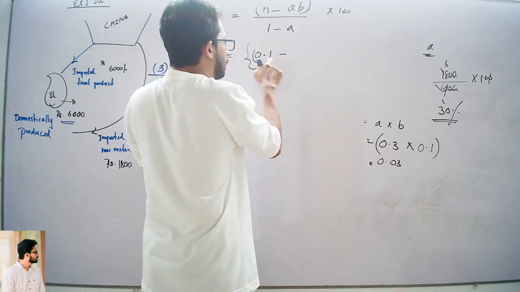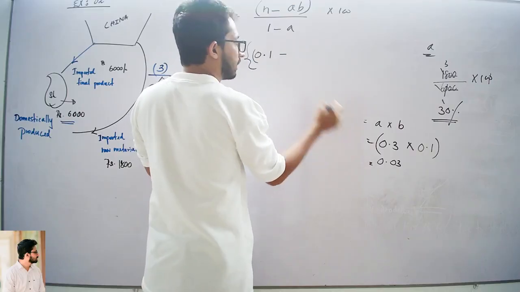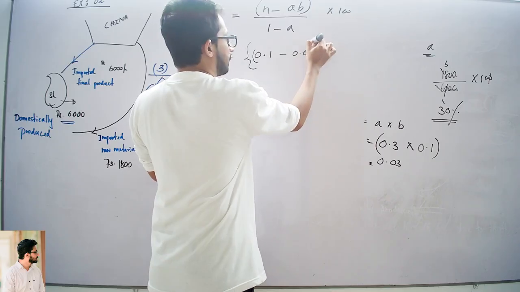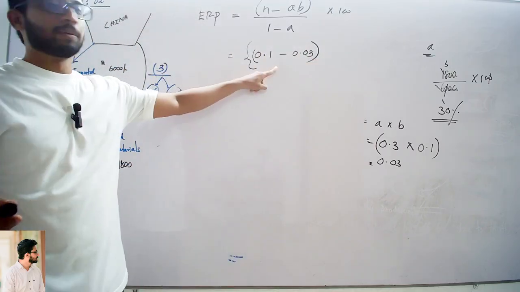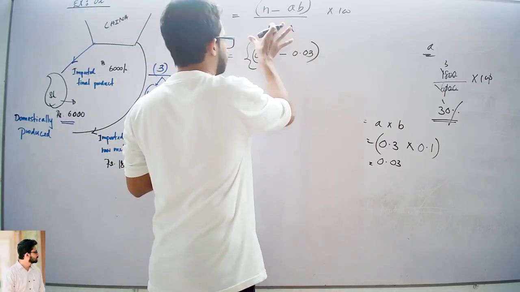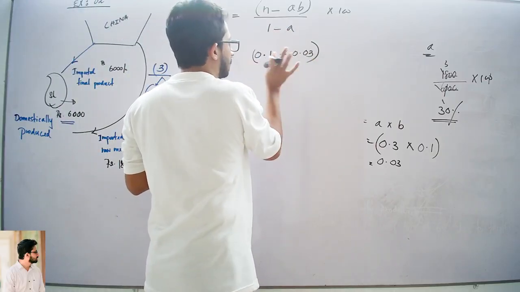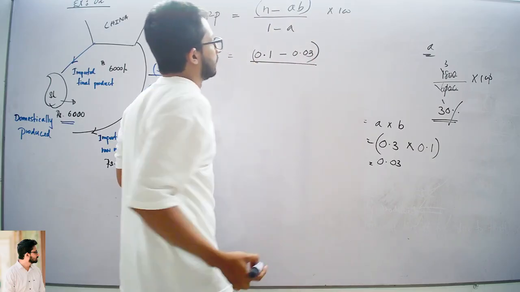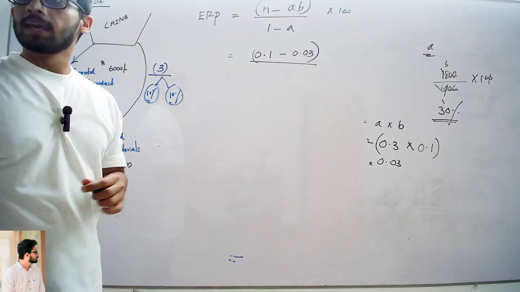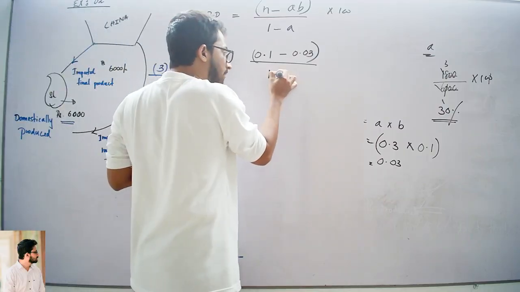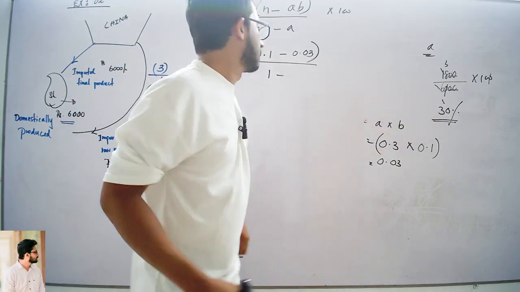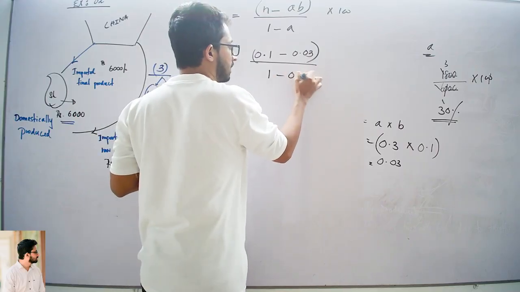Then from 0.1 you have to deduct that 0.03. Okay? 0.03. Right? N minus AB, okay, divided by 1 minus A. 1 minus A. A means 30%. 30% means 0.3.